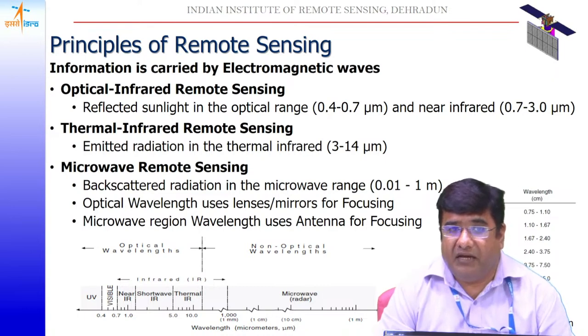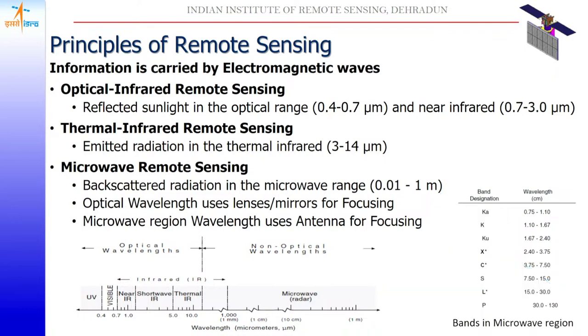Basically remote sensing is divided into three regions of the electromagnetic spectrum. We have optical remote sensing, in which we deal with reflected sunlight in the optical range of 0.4 to 0.7 micrometer and the near infrared. Second is thermal infrared remote sensing, in which we concentrate on the emitted radiations in the thermal infrared region, working at 3 to 14 micrometer.